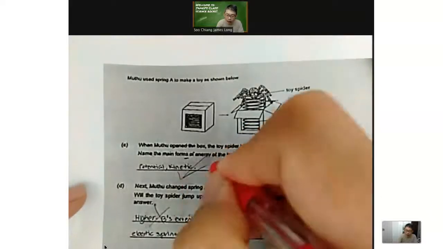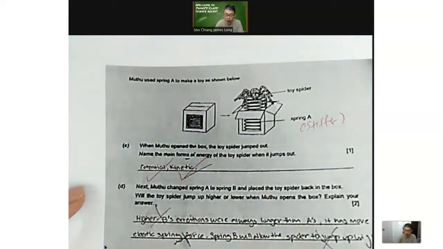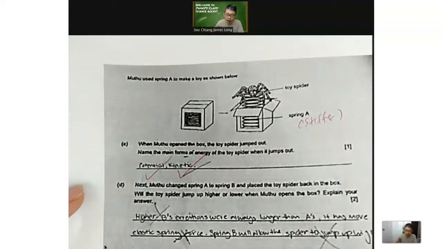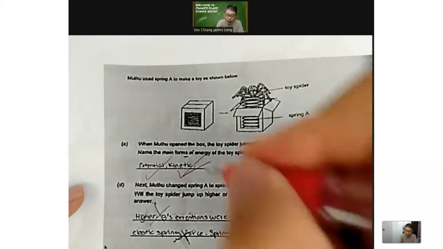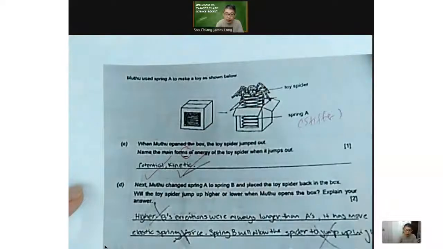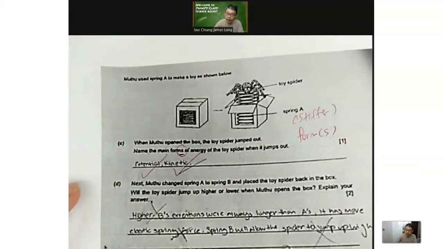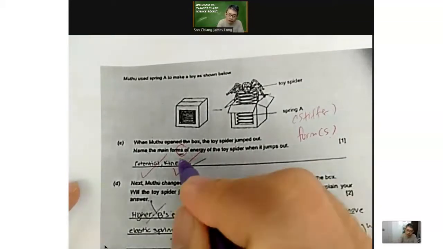So here, correct kinetic and correct potential. And this potential is only elastic potential energy, not chemical, not gravitational. It is elastic potential energy. And you rightly noted that this is plural, main forms. It is not like form(s) in brackets. If this is the case, I will just choose one. Between these two, this is really the main form.